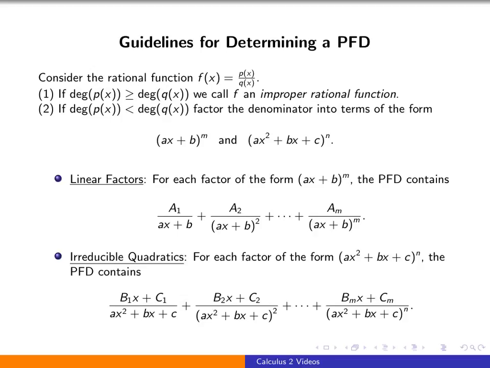So the first thing to consider is comparing the degree of the polynomial on the top and the degree of the polynomial on the bottom. If the degree in the top is bigger than or equal to the degree in the bottom, we will call the rational function improper. And in this case, as we'll see in our first example, we will need to do a polynomial long division. Then, if the degree in the top is smaller than the bottom, that is what we call a proper rational function. What we would do is factor the bottom.